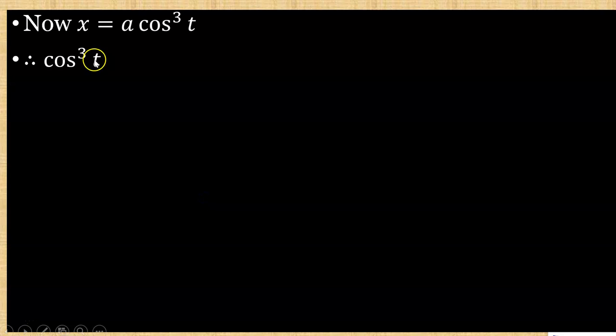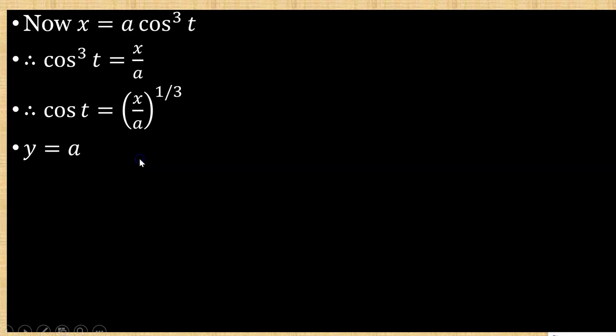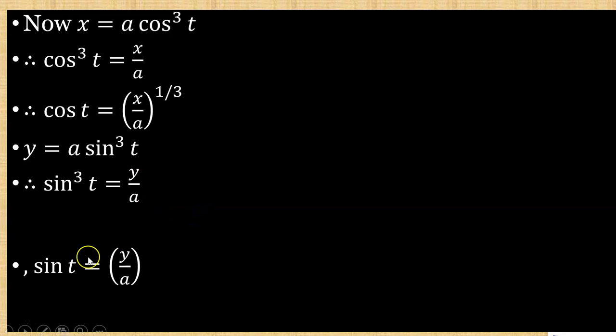Next, now x is equal to a cos cube t means what? Cos cube t is equal to x upon a, taking the cube root on both sides. y is equal to a sin cube t, sin cube t is equal to y upon a. Therefore sin t is equal to (y upon a) raised to 1 upon 3.